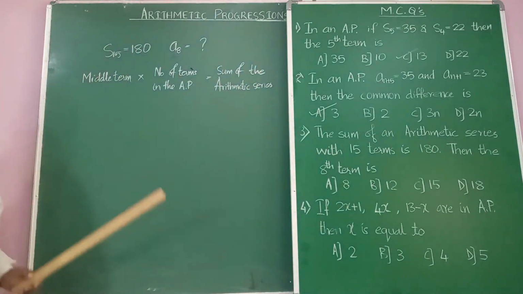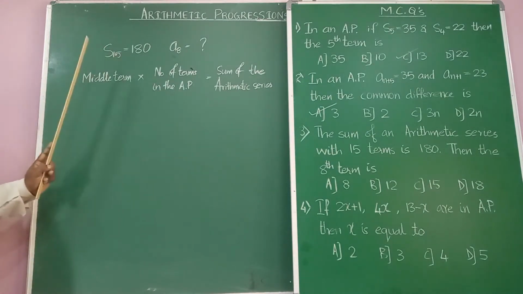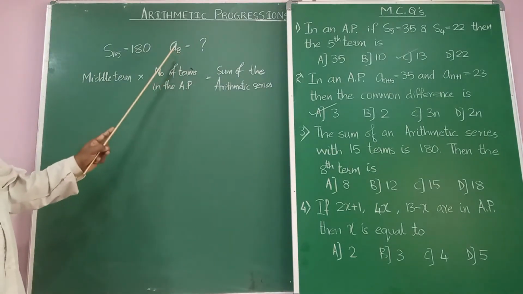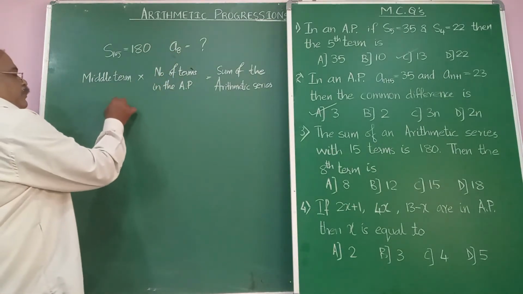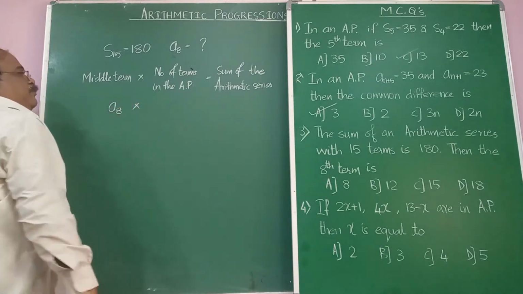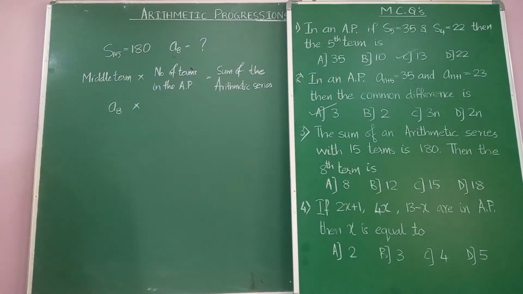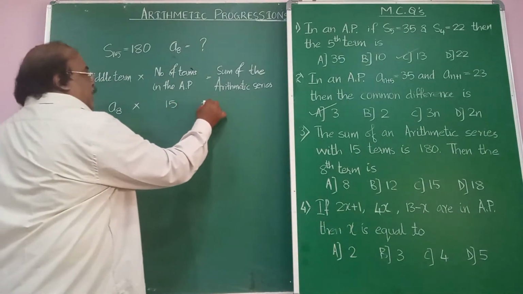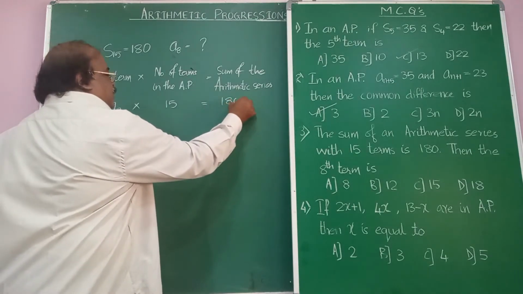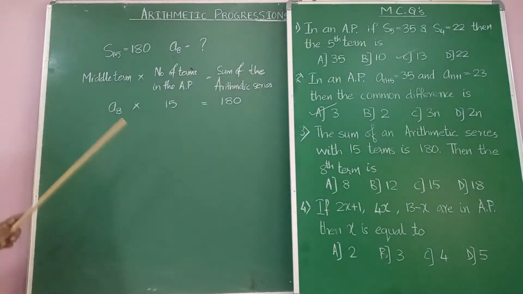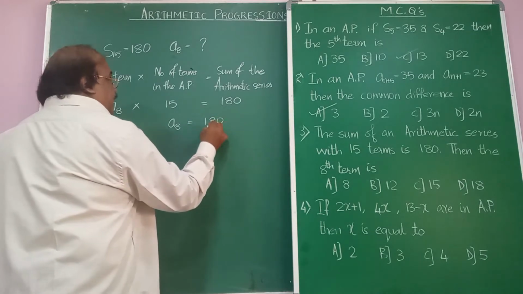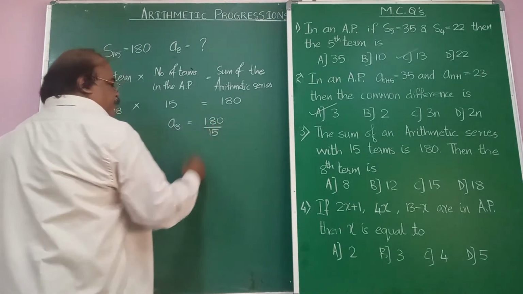I had given you this formula. The middle term: when there are 15 terms, which term is the middle term? The middle term is not given to you. The number of terms in the arithmetic progression is 15 and the sum of the series is 180. I wanted to know what the middle term is. So what is the middle term? The middle term is 180 divided by 15.